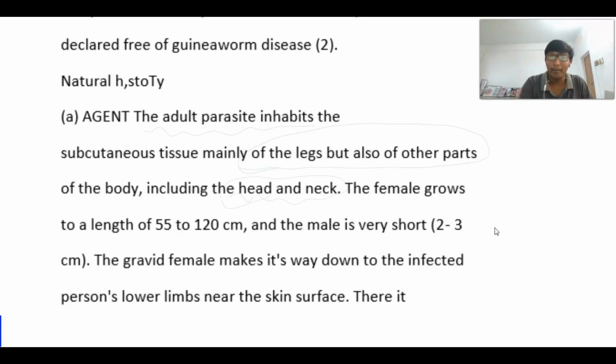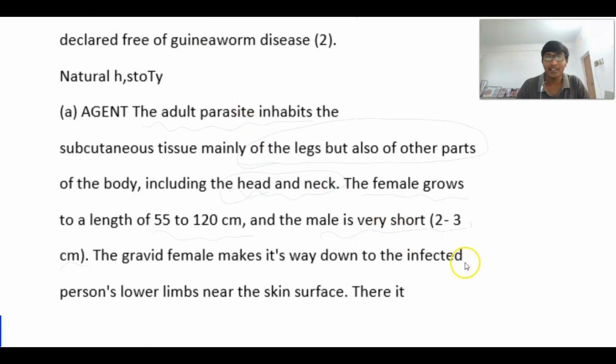The male worm is very short in length compared to the female worm. The female grows up to a length of 55 to 120 centimeters, and the male goes up to a length of 2 to 3 centimeters. The gravid female makes its way down to the infected person's lower limb near the skin surface.